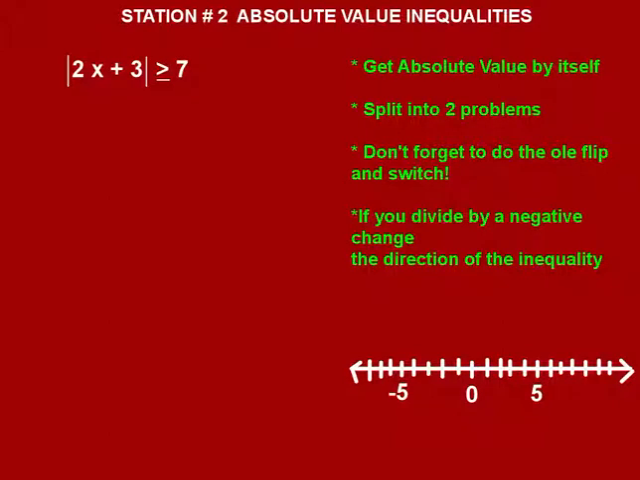All right, we're going to do some absolute value inequalities. We're going to solve them, and then we are going to get to graph them on a number line. So our steps are up there in green. First thing we have to do is isolate the absolute value. That means get it all by itself.